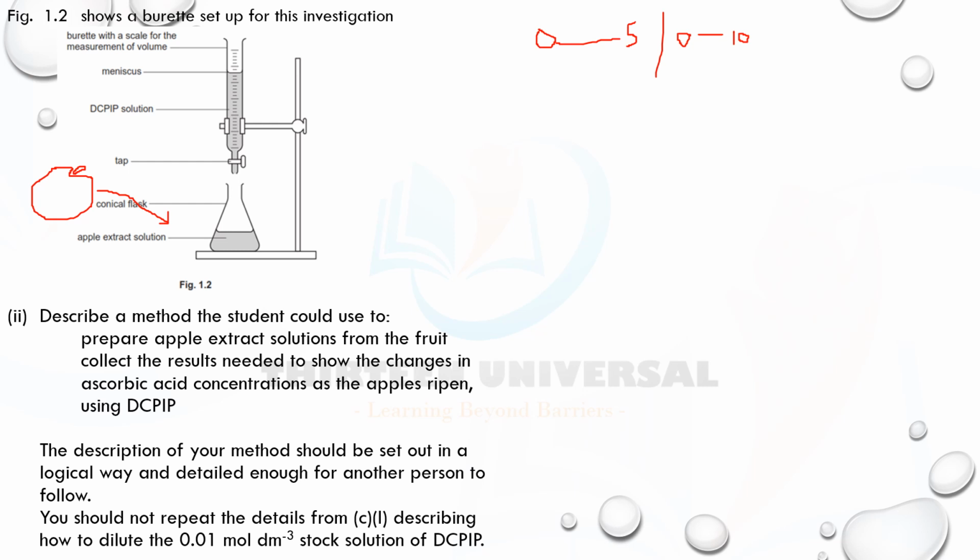I can say, okay, let me do day one, day two. So the interval is the same, 24 hours, day three. Each of these days, I prepare the apple extract solution and measure the ascorbic acid concentration, right? So these are my values, okay? Day one, two, three, four. If I'm using this, I can decide to use two, and I jump again, four.